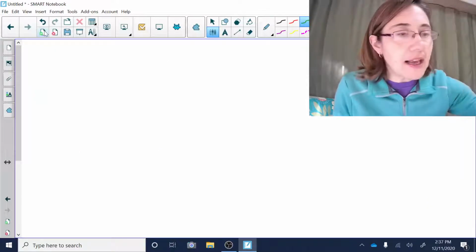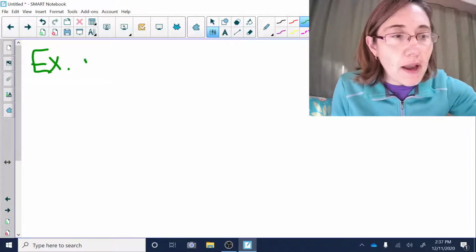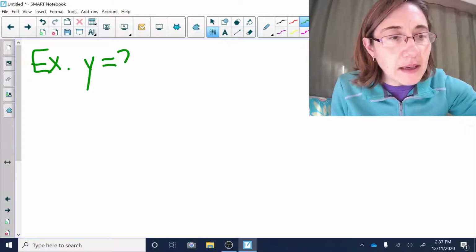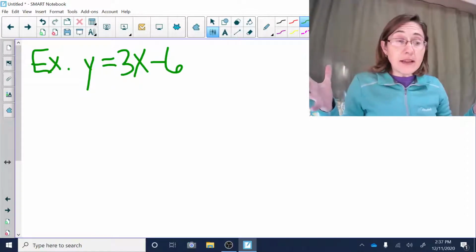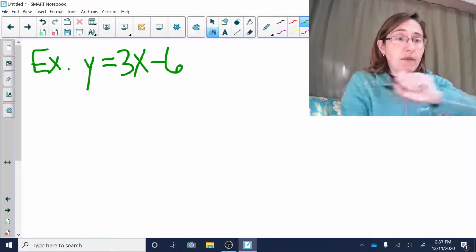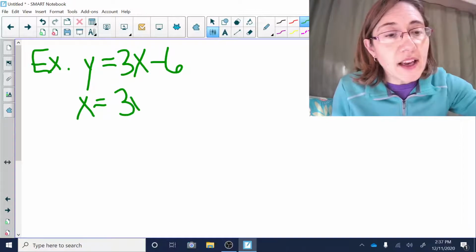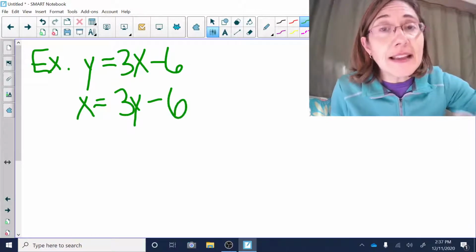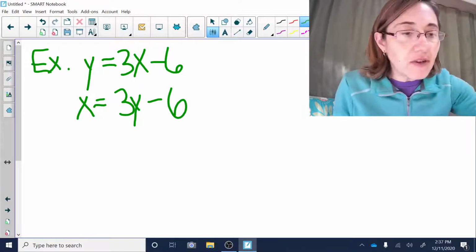We're going to do 3 examples today of this. So for our first example, let's take y equals 3x minus 6. So I want to find the inverse of this. So I'm going to take my x's and y's and flip-flop them. Okay, so x is going to go over here. Y is going to go over here. So technically that's the inverse, but we like to have the y by itself. So we're going to solve this for y.